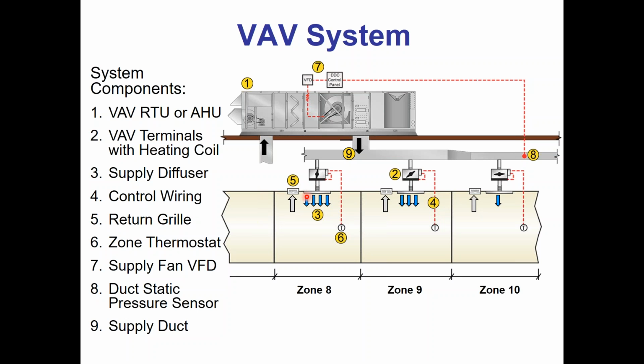Hopefully they're not like this drawing where the return grill is right next to the supply grill, because I'm going to get some short cycling there. But I'm going to have return grills for each space to bring the air back out. I can't put air into a room if I don't take air back out, obviously. I'm going to have the thermostats for the zone.